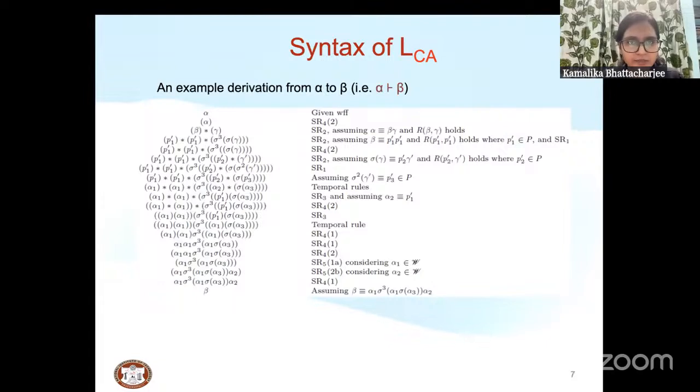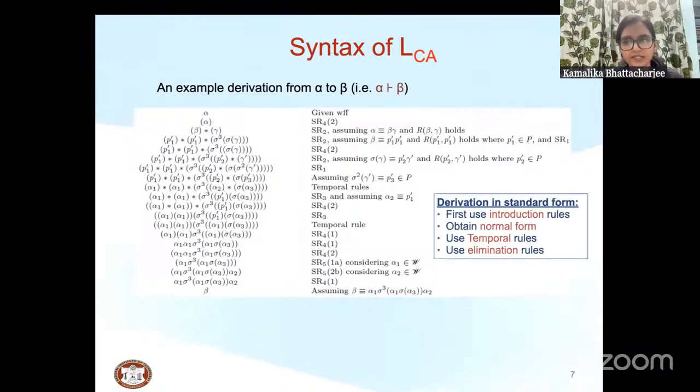This is an example of a derivation. Starting from alpha, we can just apply our rules and finally we can get beta. You can see we are using some temporal rules as well as the spatial rules. Now we say a derivation is in standard form if this sequence is followed. First, we use the introduction rules, then obtain the normal form, then use the temporal rules, and finally use the elimination rules. So obviously, this particular derivation that I'm showing is not in the standard form because here we are using temporal rules before getting the normal form itself.